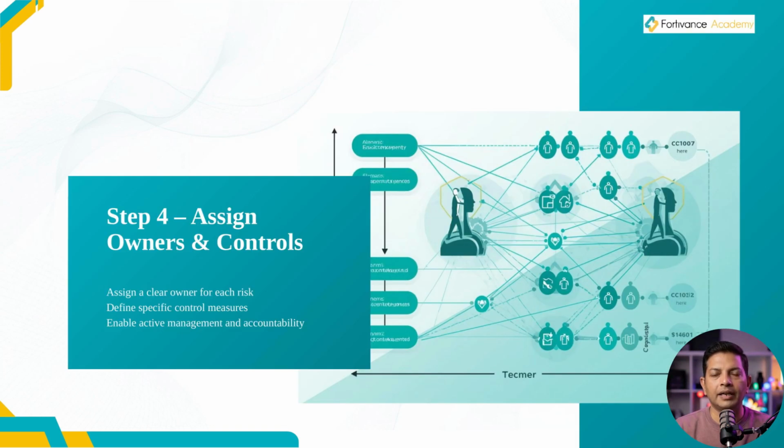Each risk must have a clearly assigned owner. This ensures accountability and follow-through. You should also define controls, what actions are being taken to mitigate the risk. This turns your register into a management tool rather than just a documentation exercise.